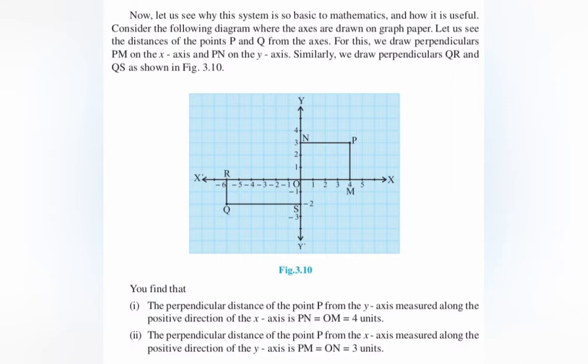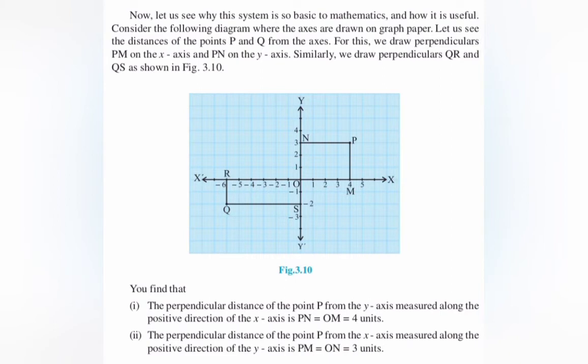For this, we draw perpendiculars PM on the x-axis and PN on the y-axis. We are drawing perpendiculars on the x-axis and y-axis and naming them PM and PN. So consider the point P and draw perpendiculars PM and PN to the x-axis and y-axis. Similarly, we draw perpendiculars QR and QS as shown in figure 3.10.